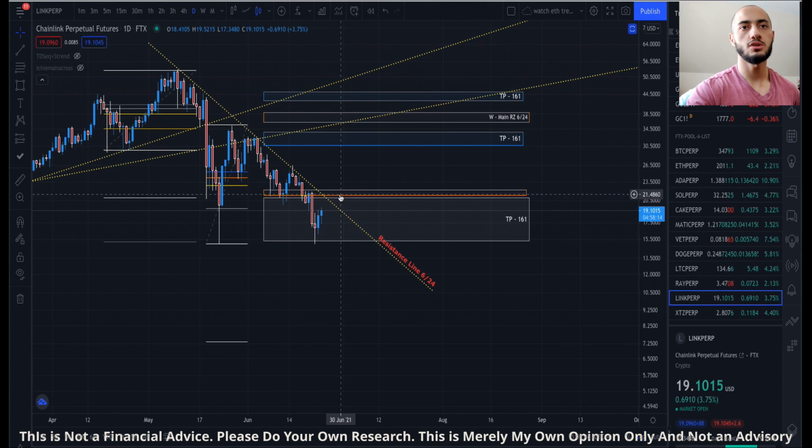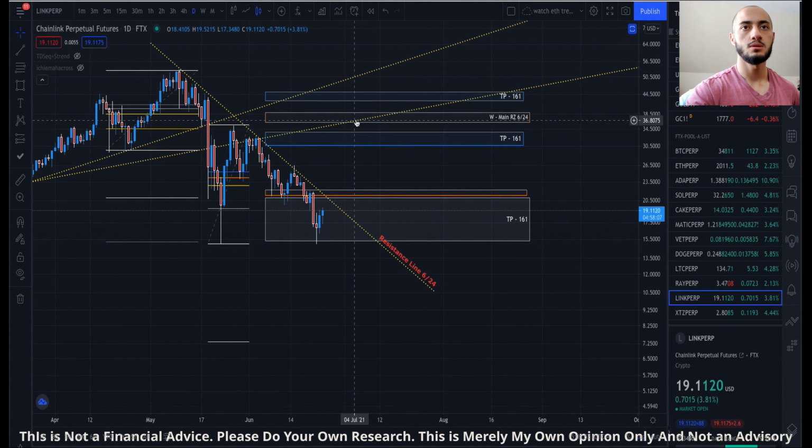So if we break out of this trend line right here, we're going to test the first resistance line, the first resistance box. Touch the trend line. The move can go to the trend line over here.